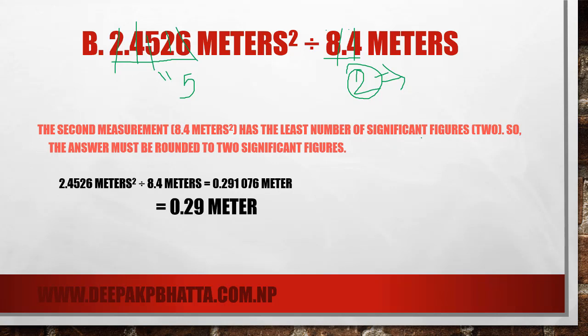Okay, dividing these two numbers, the answer is 0.291076. How many significant figures? 1, 2, 3, 4, 5, and 6. But we have to take only two significant figures. That's why, eliminating the other numbers, the final answer should be 0.29 meter only. This is the correct answer. Okay, you have to remember: for multiplication and division, take the least number of significant figures only, and for addition and subtraction, take the least number of decimal places. Okay, remember this.